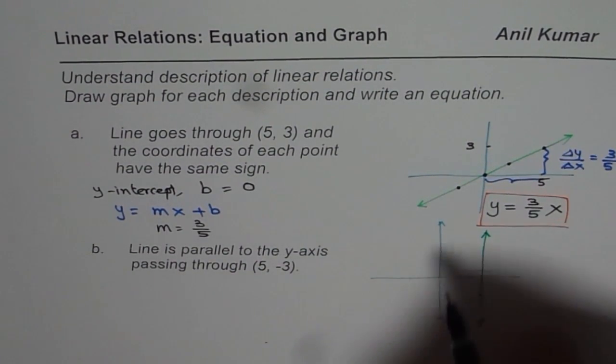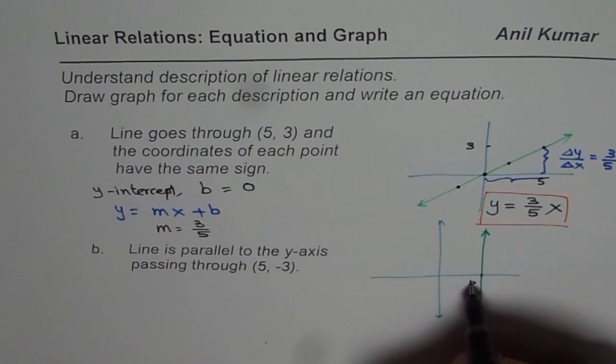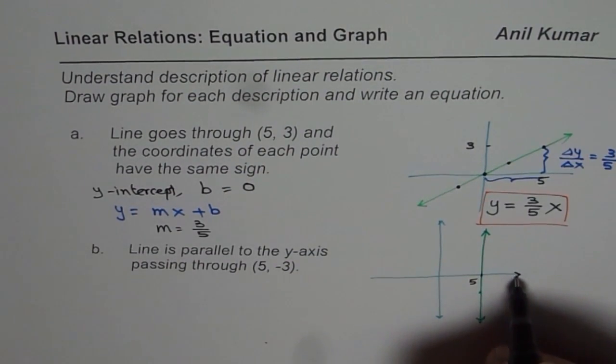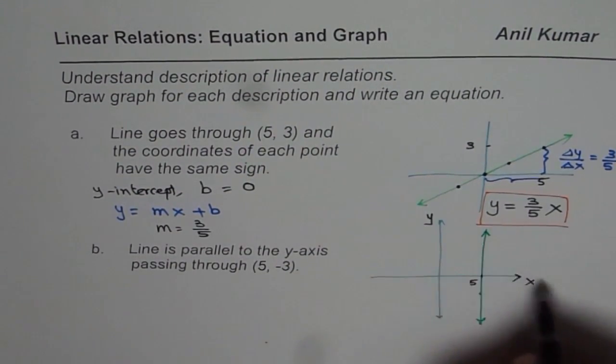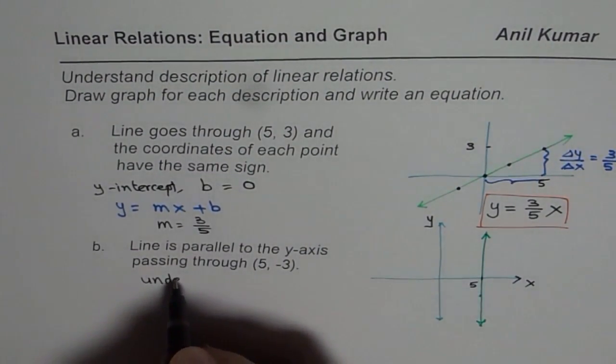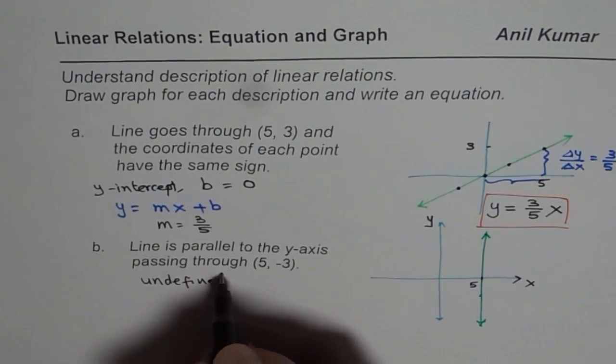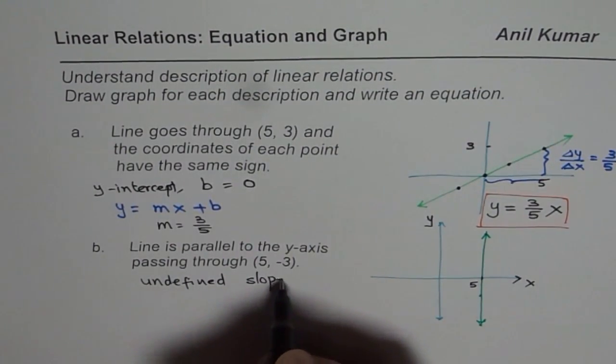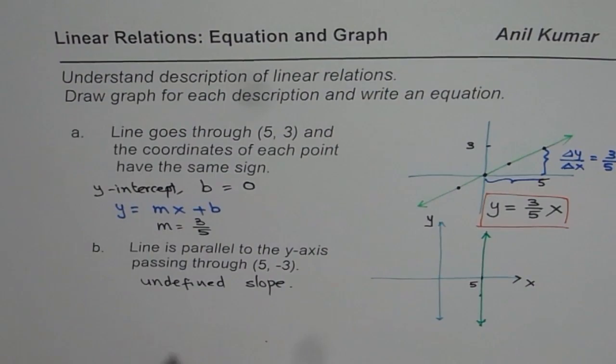Now, in this case, 5 is our x-intercept. So what is the equation of this line? Can you write that down? Vertical lines have undefined slope. Since they have undefined slope, we cannot write it in that form. That is very important to understand.